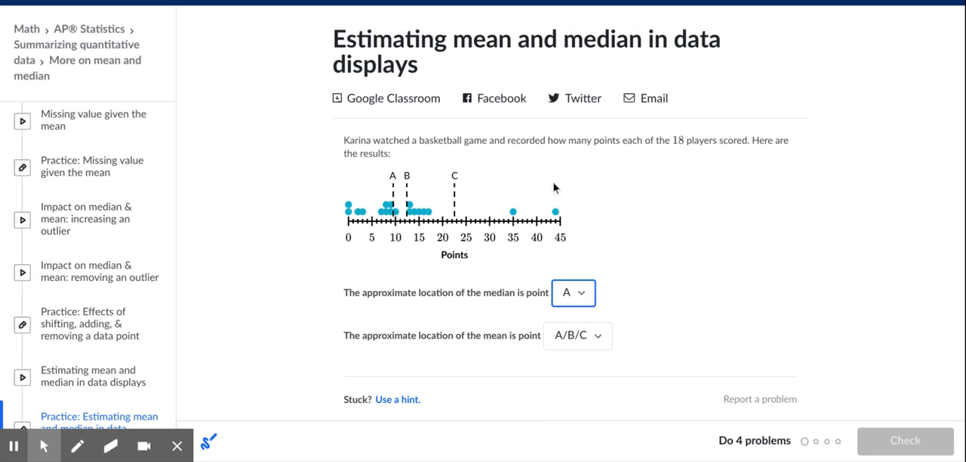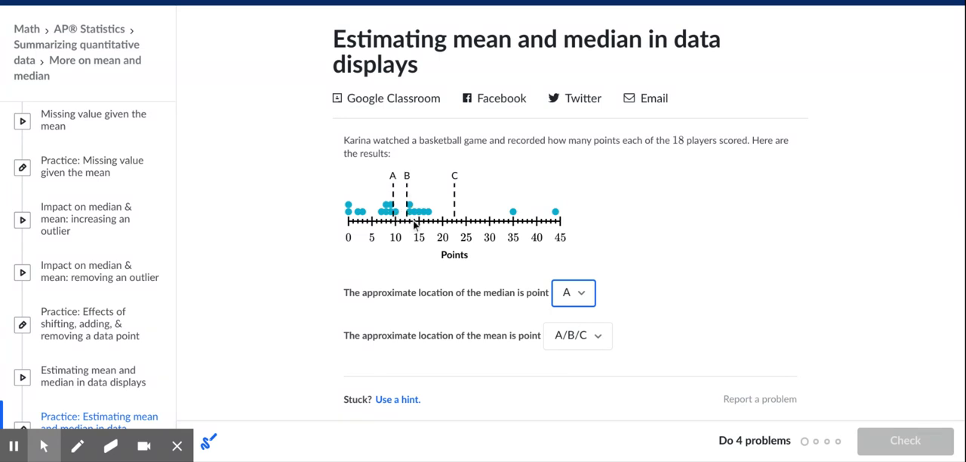But that's basically what you're doing with the median, is you're just counting the numbers, and then the middle number, or the average of the two middle numbers, is your median. And then, of course, the mean is the average. So again, that would be 0. You would just add up all of these points and then divide by 18, and that's how you would find the average.